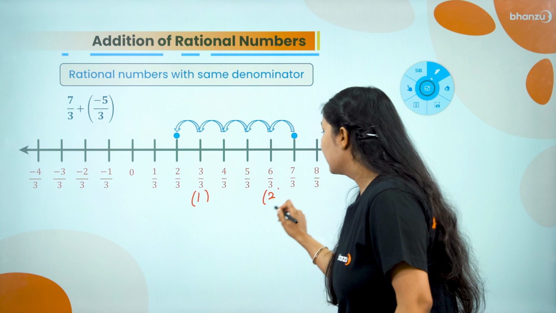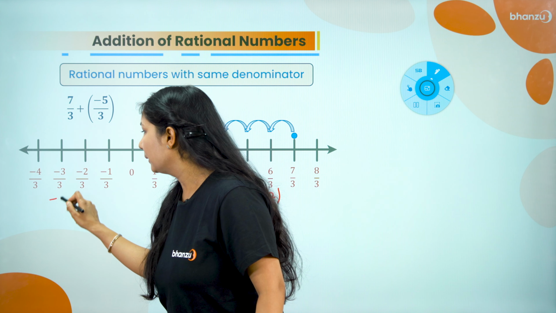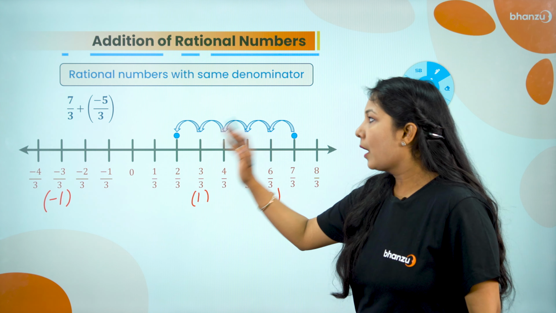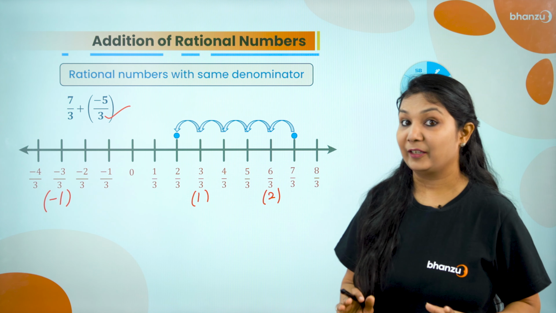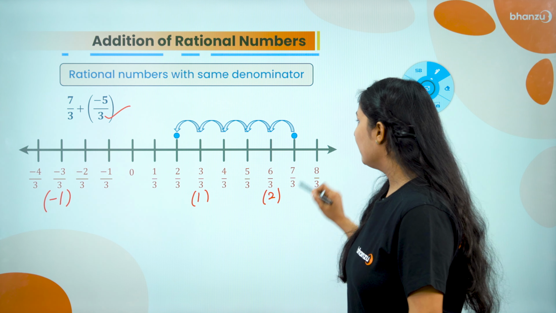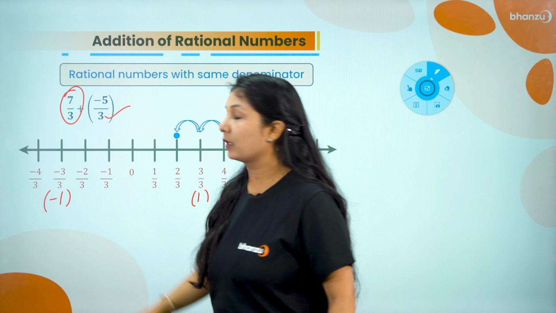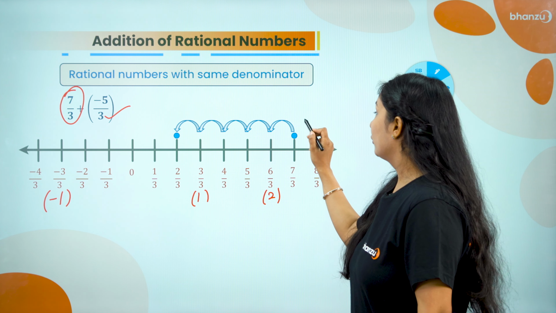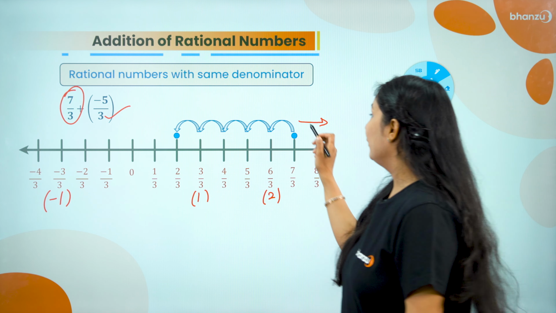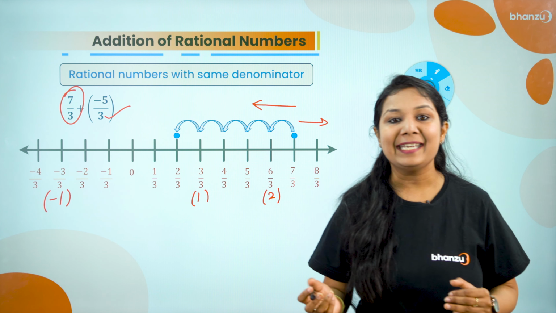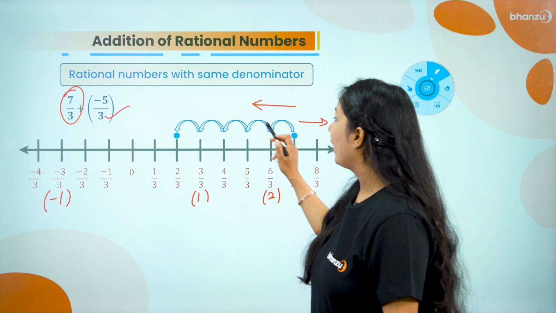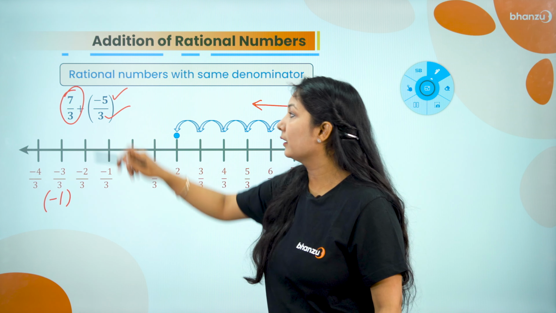6 by 3 is 2. If you see this side, minus 3 by 3 is minus 1. So in between, why are we making 3 divisions? Because the denominator is 3. Right? It is same for both the rational numbers. So taking now 7 by 3, which is our first rational number, plus means facing this side. But since the second rational number is negative, we are going to move backwards, right? Towards the left side. And how many times? We are going to take 5 jumps because the numerator is 5.